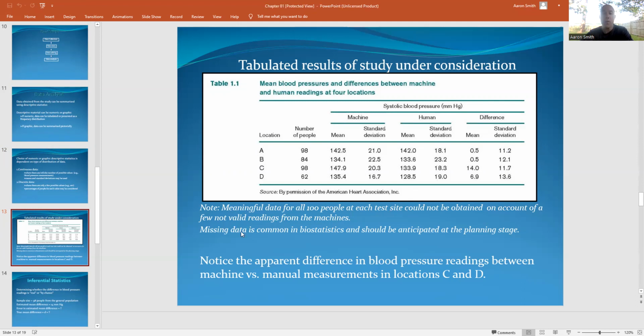Missing data is common in biostatistics and should be anticipated in the planning stage. All right, so missing values come up when, for some reason, we weren't able to record it. Maybe the subject left, maybe the machine broke down, maybe the employees left before they were supposed to, whatever. This is going to happen. This will be an issue in any realistic, true study involving data. Notice the apparent difference in blood pressure readings between machine versus manual measurements in locations C and D. So you'll notice that we have pretty big values here. A and B are pretty close, but C and D, that's kind of big.